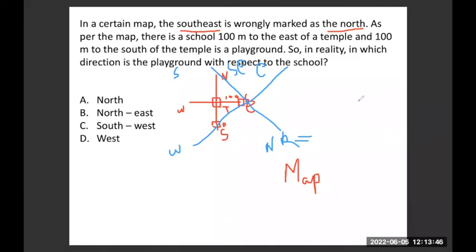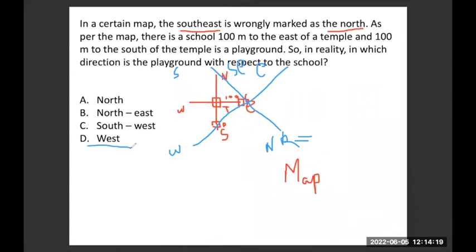Yes, it's the west. Clearly, the playground falls on the western side of the school. If I shift the core from the temple to the school, we look at it in a different direction than when we take the temple as the center. But with reference to the school, the playground is of course to the west of it. So the correct option is option D, this one.